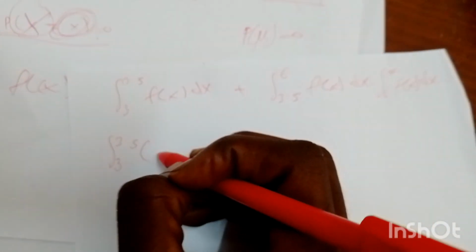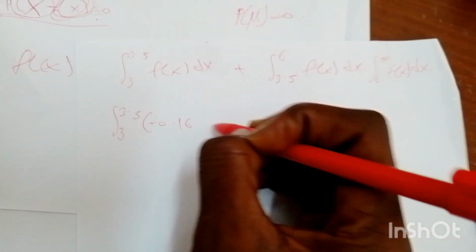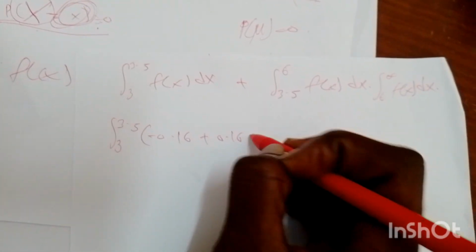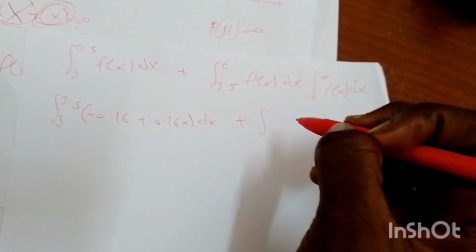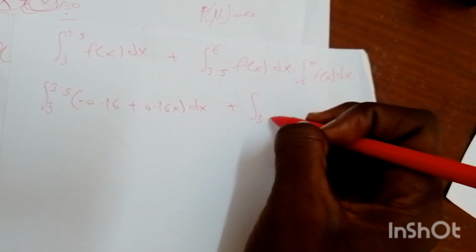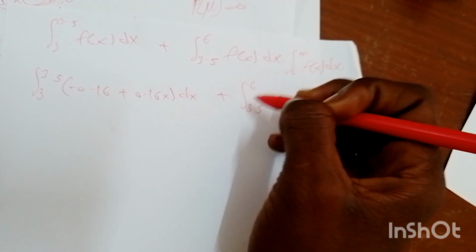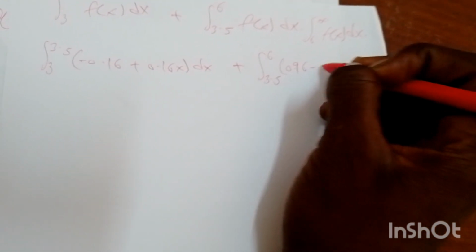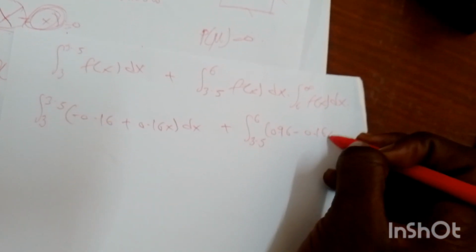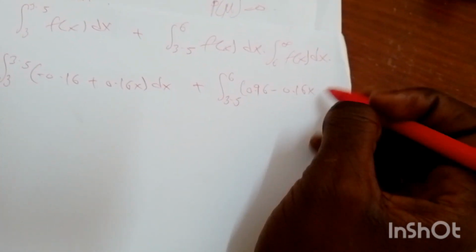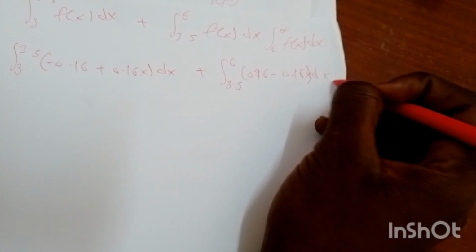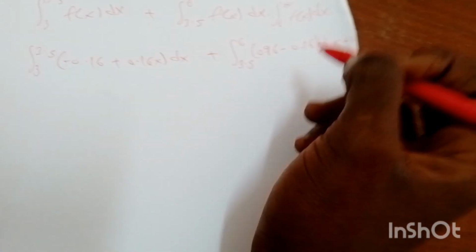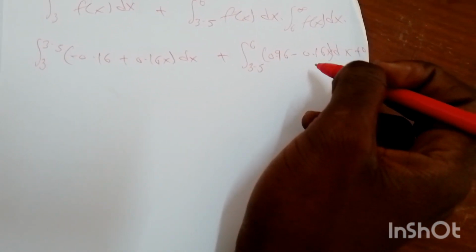For that range we have the integral of negative 0.16 plus 0.16x dx, plus from say 3.5 years to 6 years, that gives us the integral of 0.96 minus 0.16x dx, plus 0. I hope you agree with me.